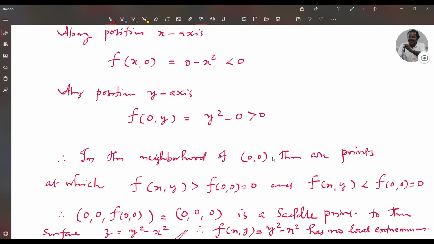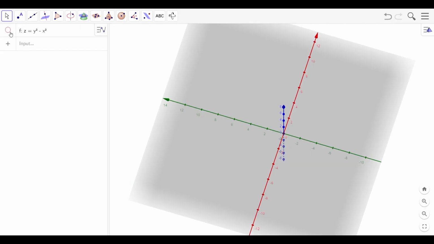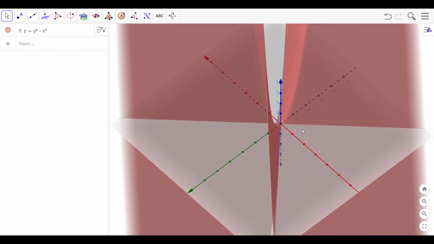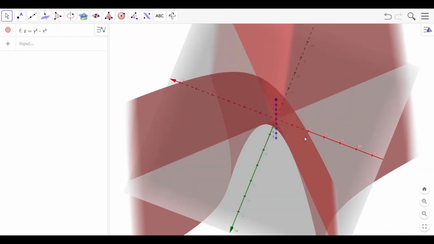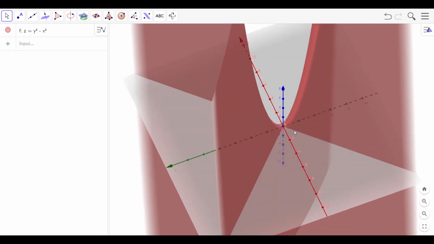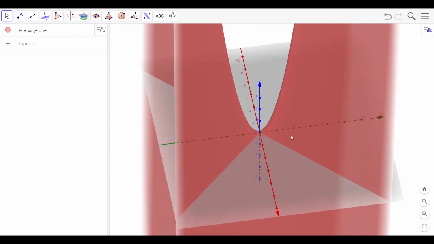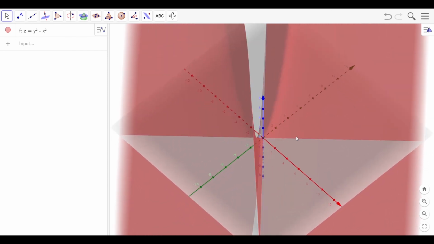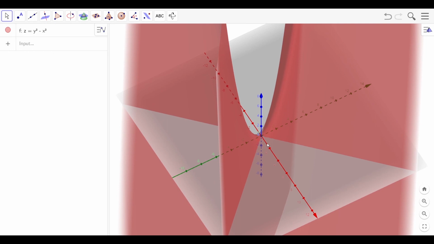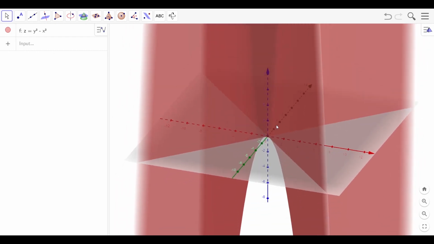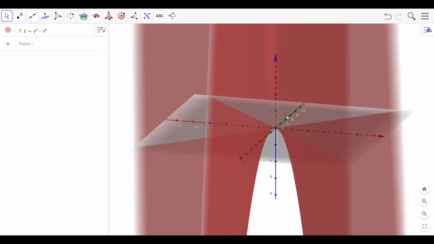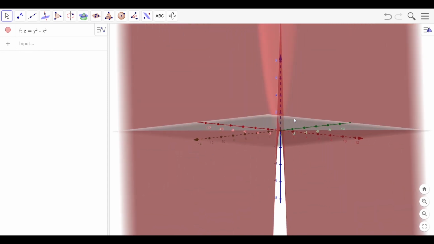Now you can verify all these things using GeoGebra. So this is the surface. You can see that origin is a saddle point because f of x y is positive or negative near origin. In the neighborhood of origin there are points at which f of x y is greater than 0, and there are points near origin at which f of x y is less than 0. So this is that surface.